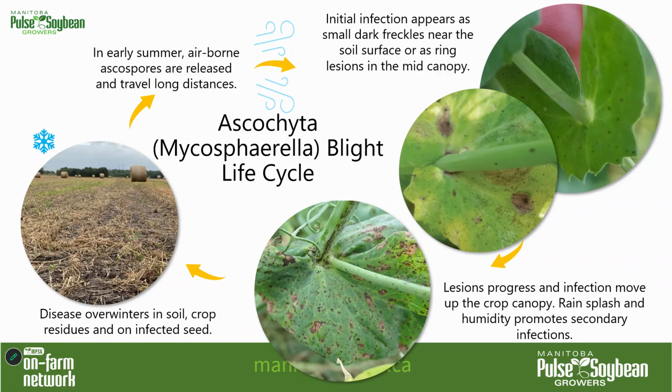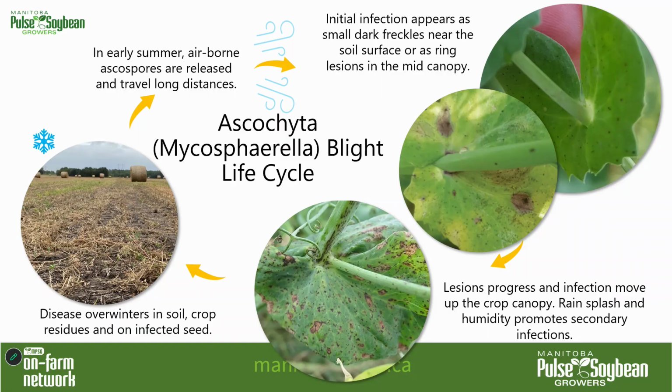It overwinters in soil, on crop residues, and on infected seed. In early summer, airborne ascospores are released and travel long distances. Most often, early symptoms appear as freckles on the lower leaves or as ringed lesions in the mid canopy. Over summer, these lesions expand, and secondary infections by rain splash and high humidity move the infection up the crop canopy. And then after harvest, pea residue, soil, and seed can carry on the disease life cycle.